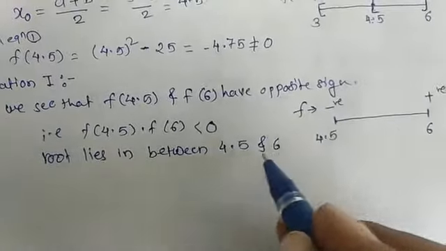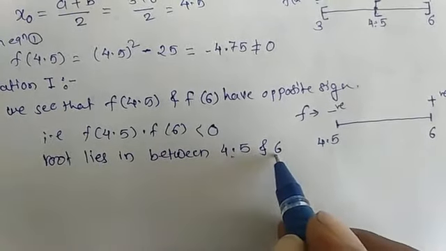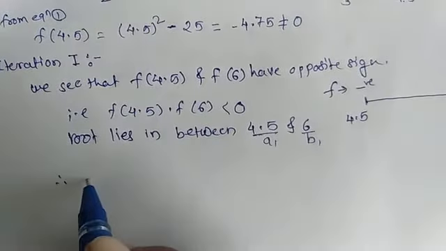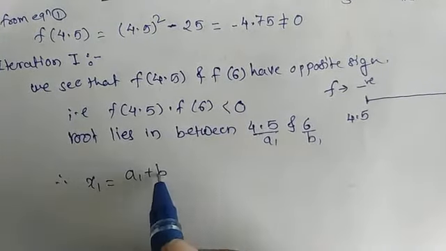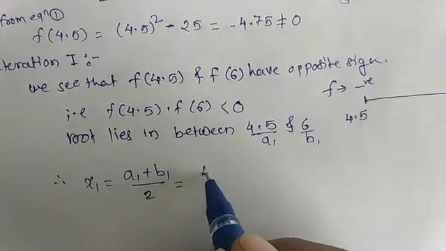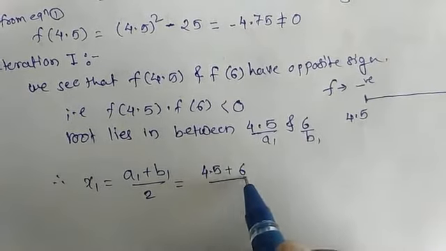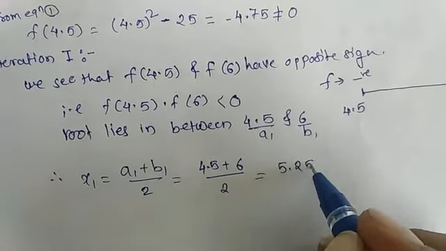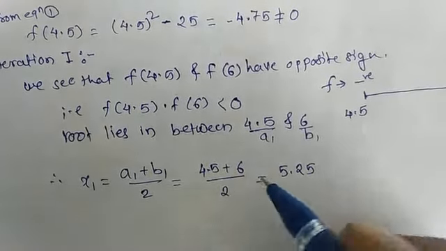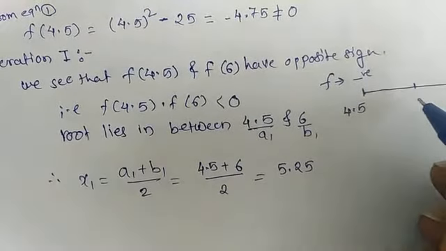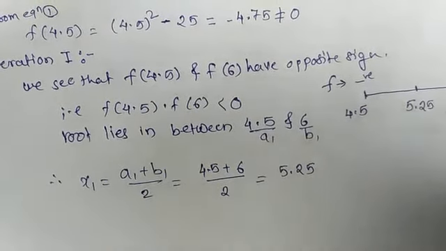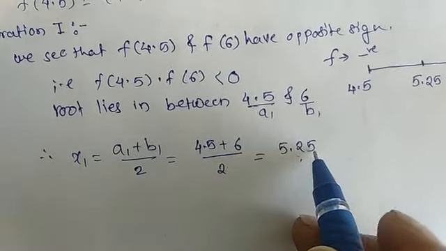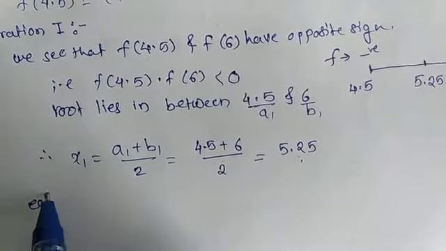Here you have to take the midpoint of these two. Here it is a1 and it is b1. So x1 is equal to a1 plus b1 upon 2, which gives 4.5 plus 6 upon 2. So it will be 5.25, which means the midpoint of 4.5 and 6 is 5.25. We have to check the functional value at 5.25, from equation 1.